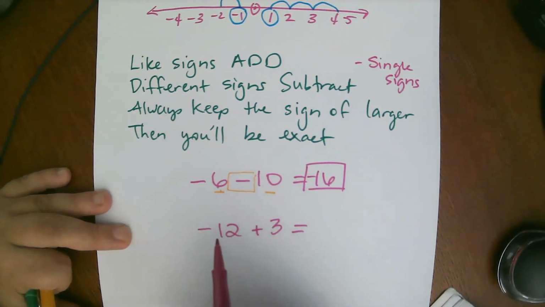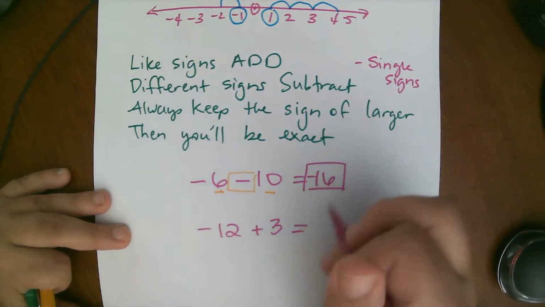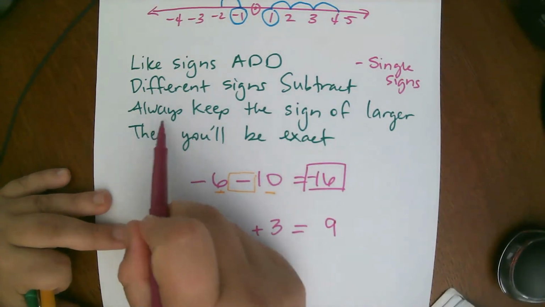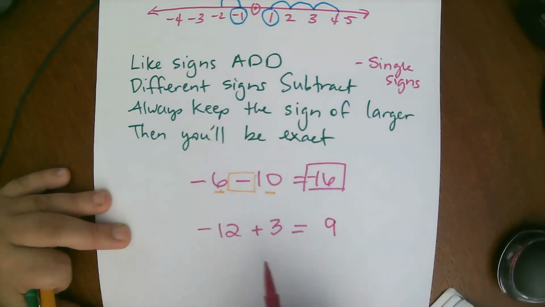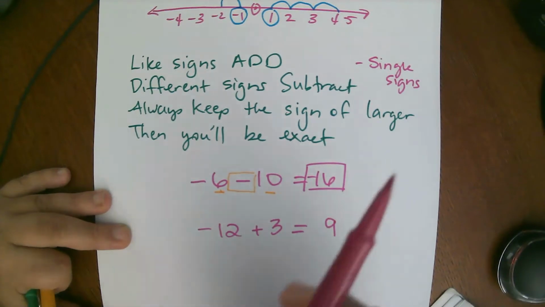No, these aren't like signs. This is a negative and this is a positive. Those are not like signs. Different signs subtract. Yep, those are different. So I'm going to subtract that. 12 minus 3. Well, 12 minus 3 is a 9.